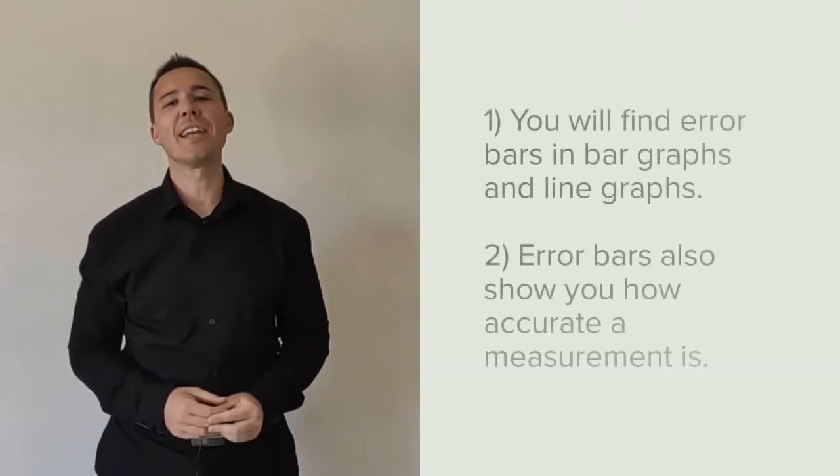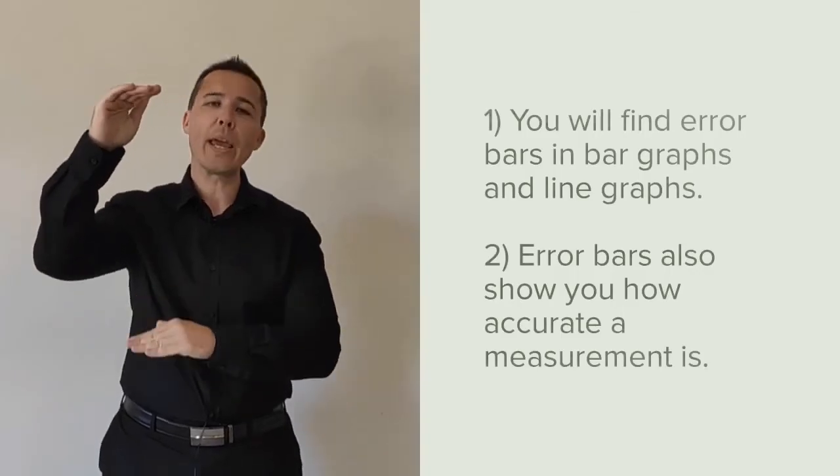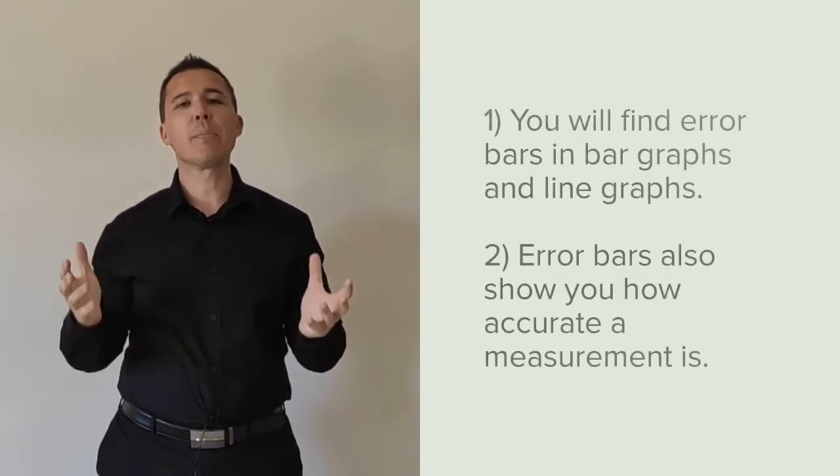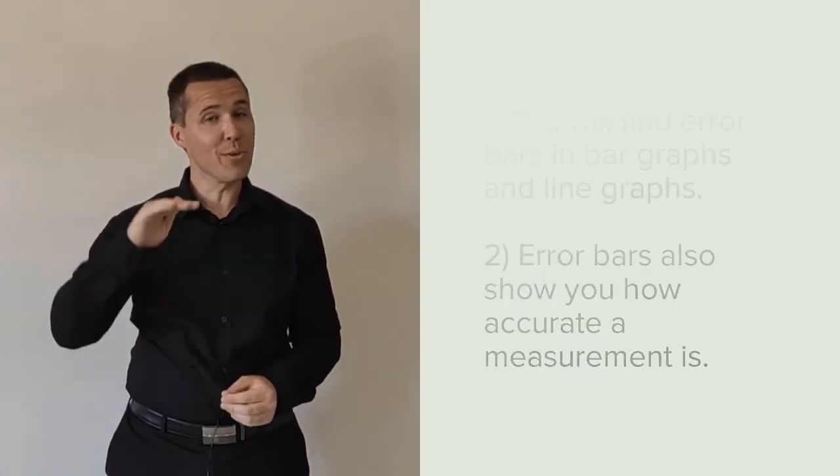You need to have an understanding of error bars. The area within the error bars gives you the range of the data collected. This means that the true value can be anywhere within those error bars, and the middle is the mean.